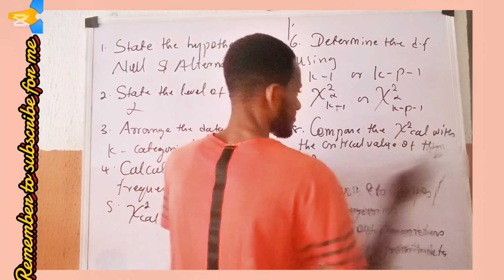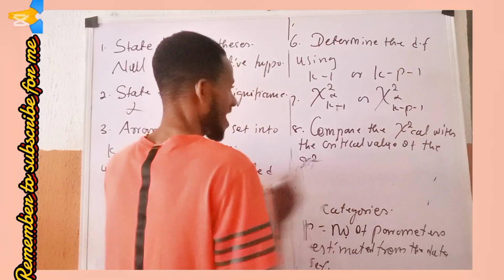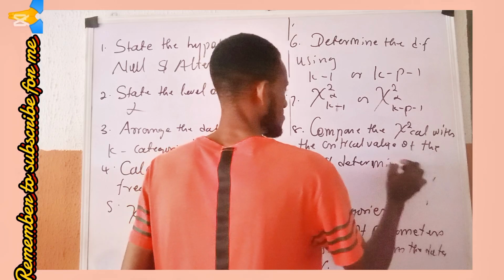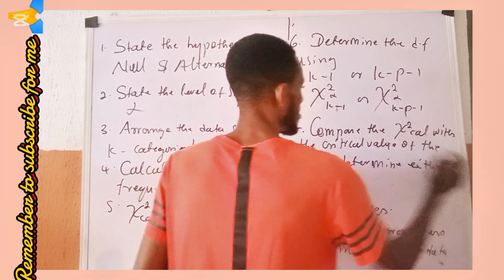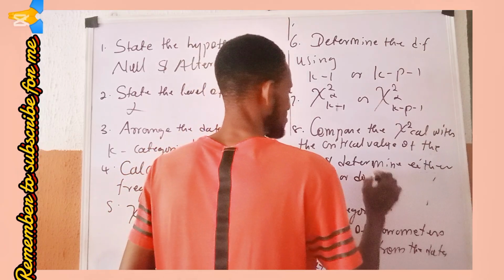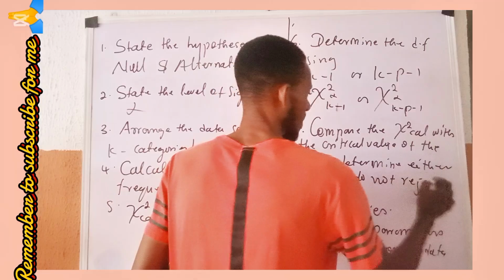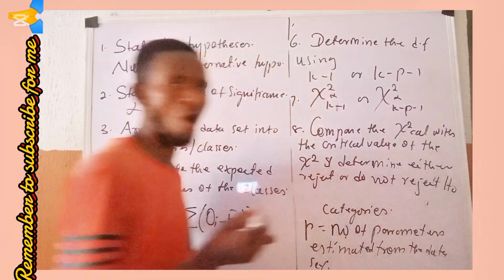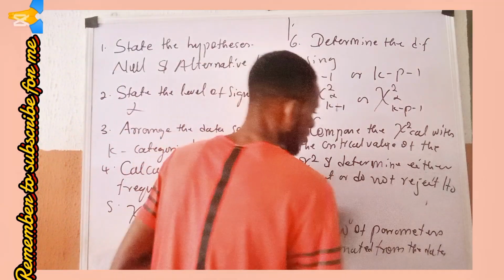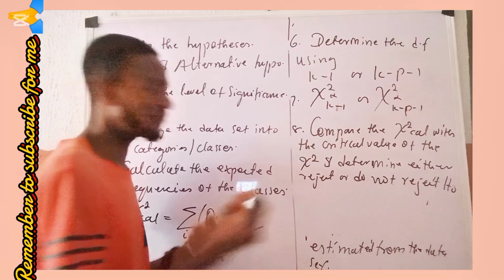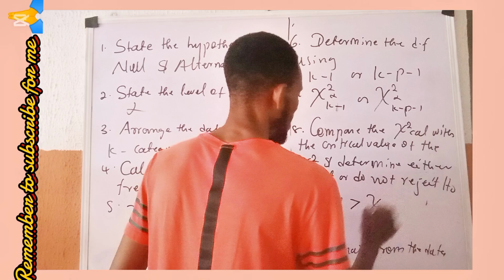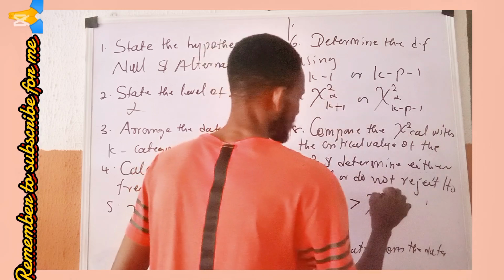And then determine either to reject or do not reject H0, called the null hypothesis. And of course, we can only reject our null hypothesis if the chi-square cal is greater than the chi-square tab, or which we call the critical value of chi-square.